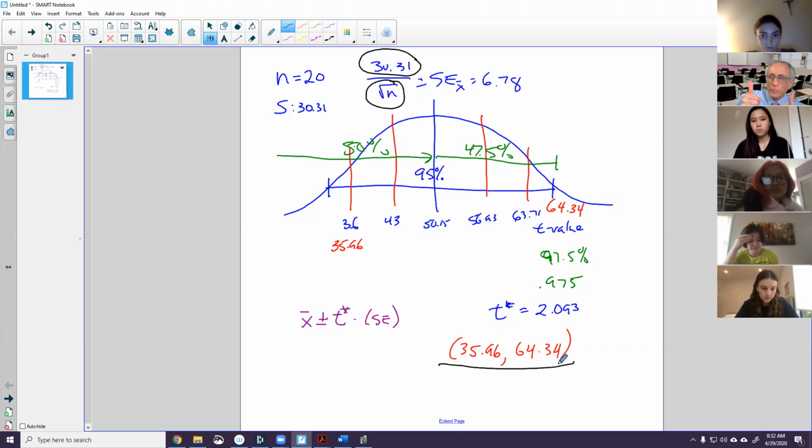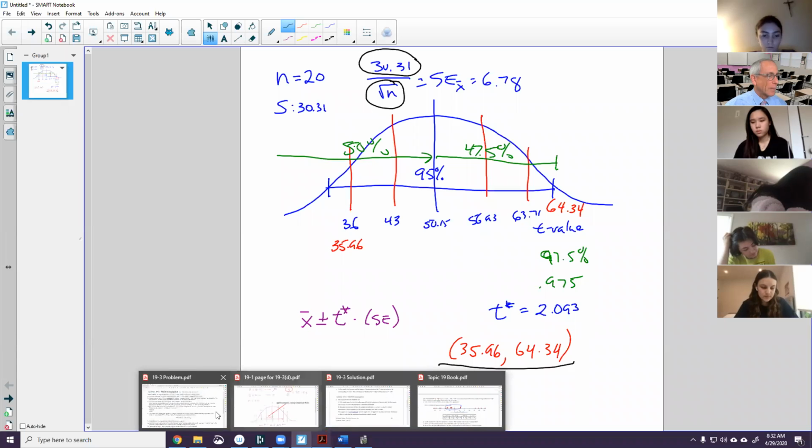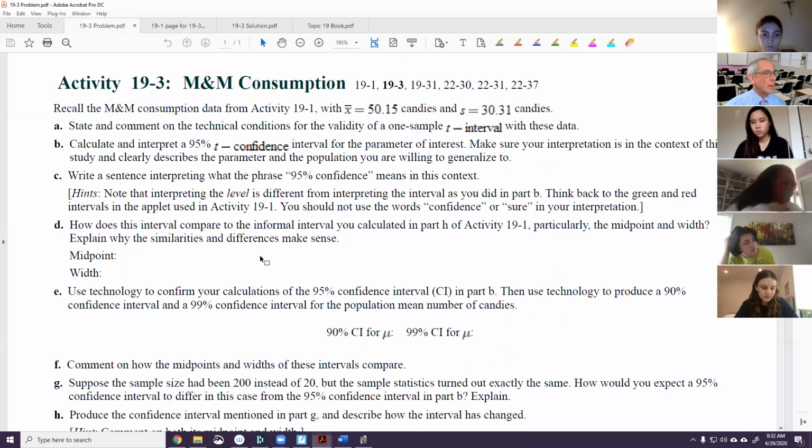Yes? Yeah, I'm seeing slow nods. Okay, all right. Let's go back to the problem. How does this interval compare to the informal interval we calculated in part H of 19-1?